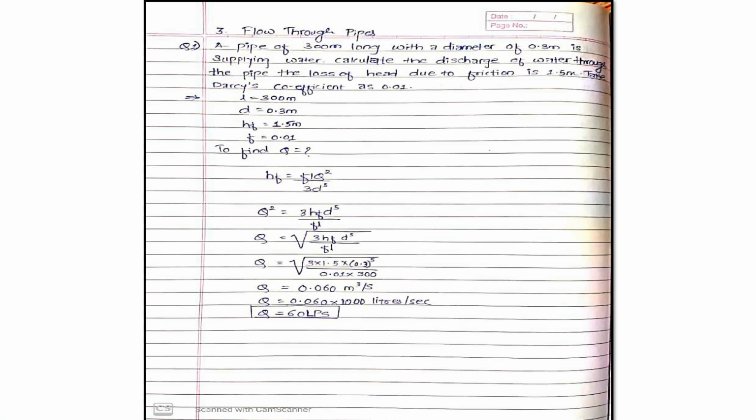We know that the loss of head due to friction HF is given by FLQ square divided by 3 into D raised to 5. Rearranging the terms, we get Q square is equal to 3 HF D raised to 5 divided by F into L. Therefore, Q is equal to under root of 3 HF D raised to 5 divided by F into L. From the given data, 3 HF is 1.5 into D 0.3 raised to 5 divided by F 0.01 and L 300.